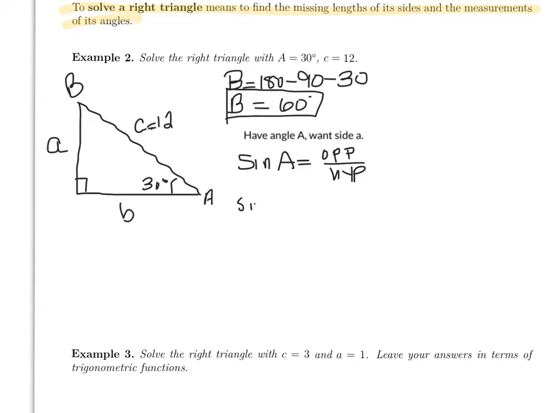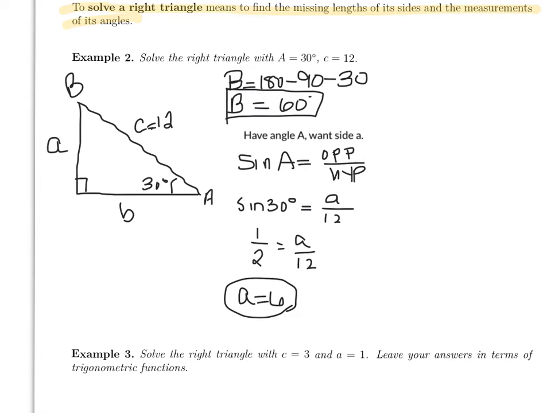So A is 30 degrees. So the sine of 30 degrees is opposite, which is little a, over hypotenuse, which is 12. Well, the sine of 30 degrees is 1/2 equals a over 12. So side A has length 6. So we were looking for side length A. We knew that was opposite angle A, and we also had hypotenuse, so we could use the sine function.